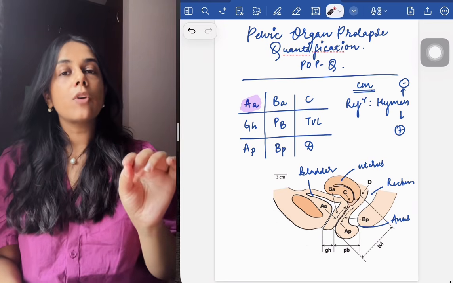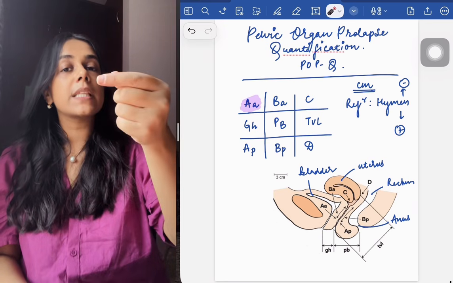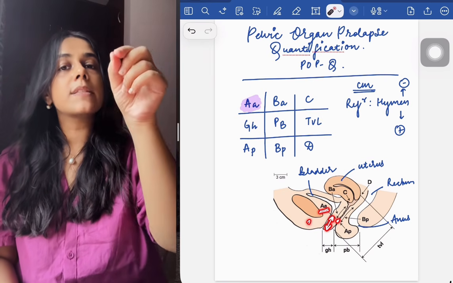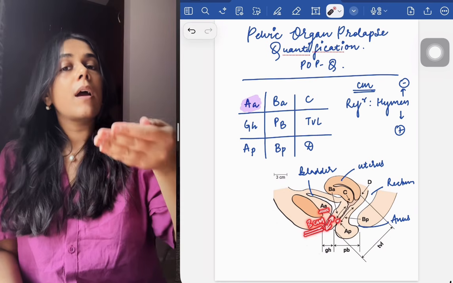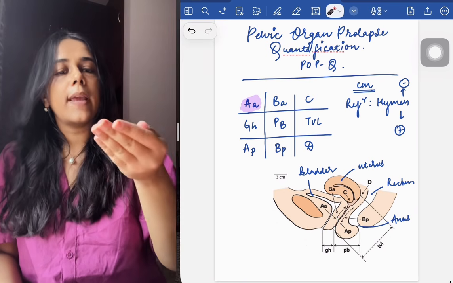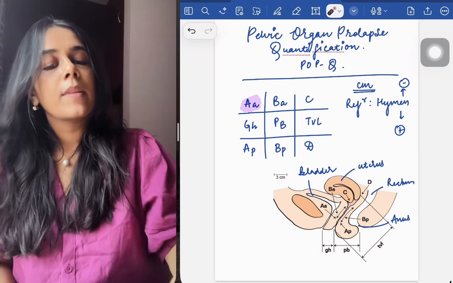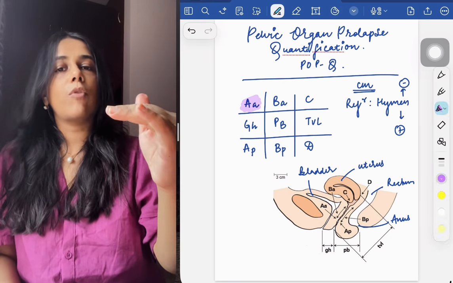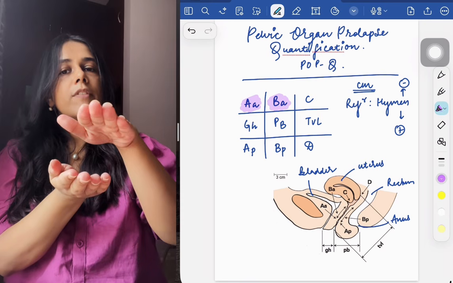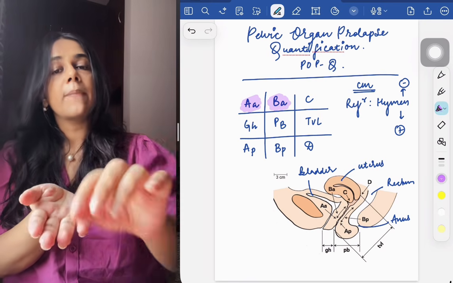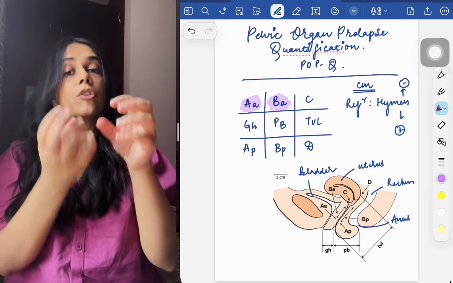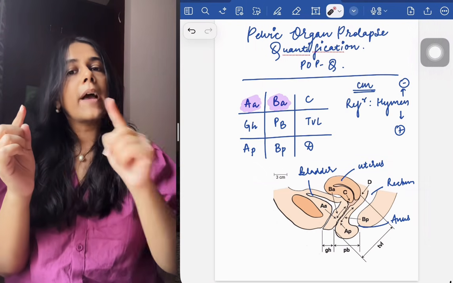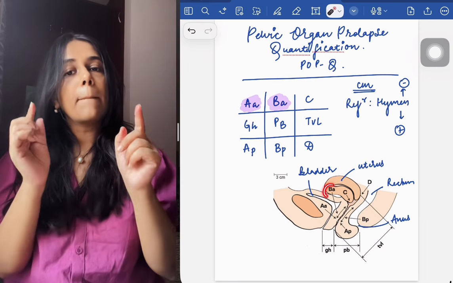So AA is a point on the anterior vaginal wall which is 3 cm proximal to the hymen. The hymen is our reference point. Any point that is 3 cm above the hymen on the anterior vaginal wall is called AA. Now what is BA? BA is the most dependent point on the anterior vaginal wall. For example, if prolapse is there, the anterior vaginal wall is going to prolapse outside the vagina. In that case, the part that has come out the maximum, you have to measure from the hymen. That distance is going to be the BA distance.